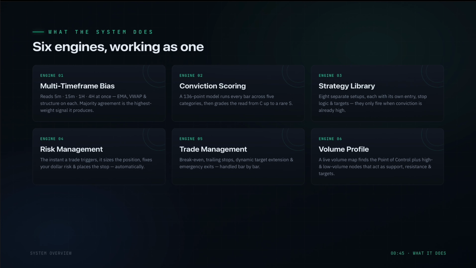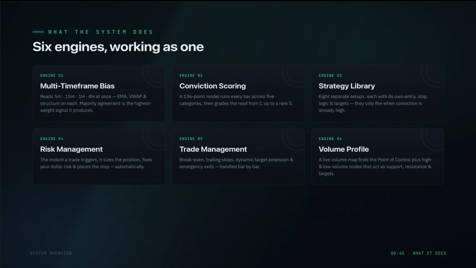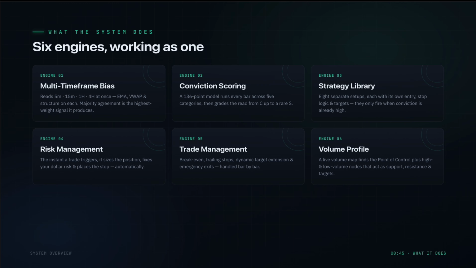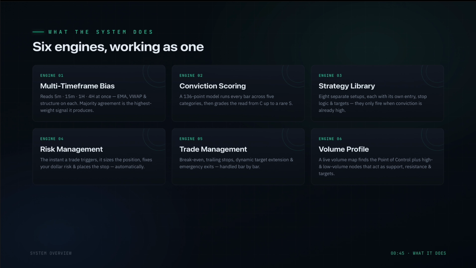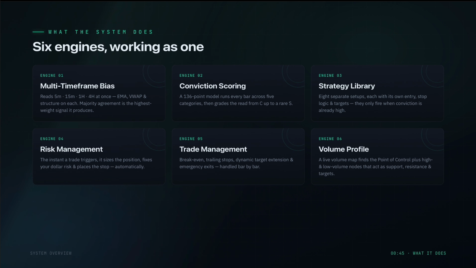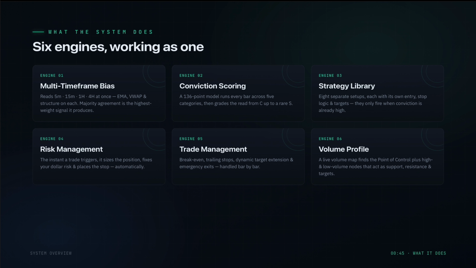Before we zoom into any one piece, we have to look at the big picture. The system runs on 6 core engines. One, a multiple time frame bias engine reading 5-minute, 15-minute, 1 hour, and 4 hour at once. 2, conviction scoring, a 136-point model on every bar. 3, the strategy bar of 8 setups. 4, automatic risk management. 5, active trade management. And 6, a live volume profile that shows the point of control and the high and low volume zones. Now, let's break each one of these down one at a time.